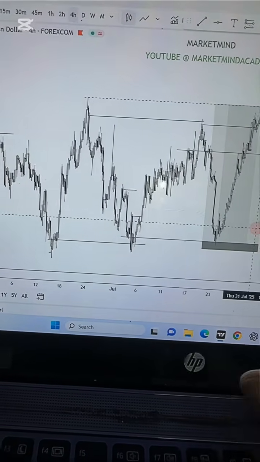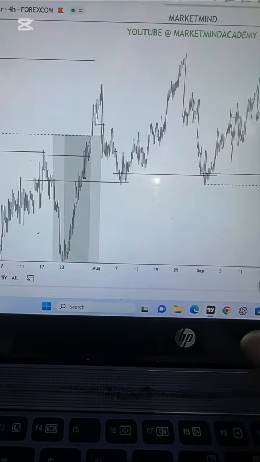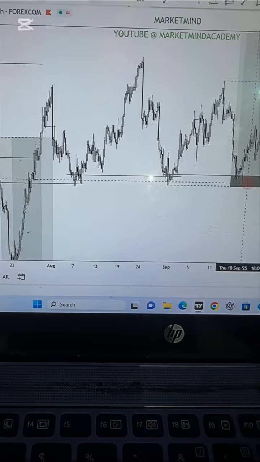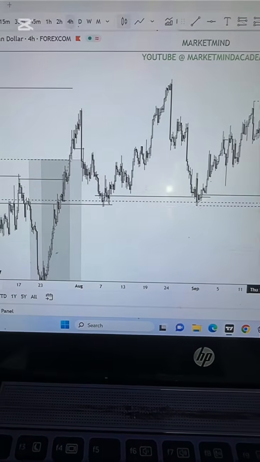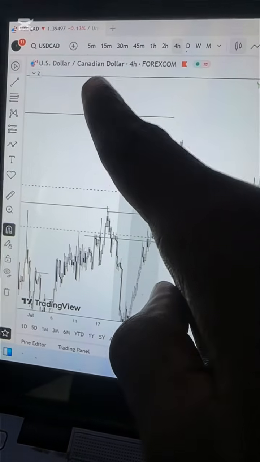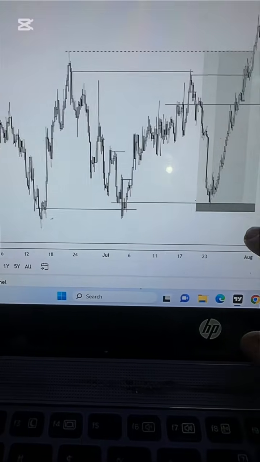Can you see? This particular trade is very similar to something that happened right here, and I used the same technique. So this is basically me doing the same thing again and again. This is USDCAD 4 hours time frame. Let me take you back to the first one right here.